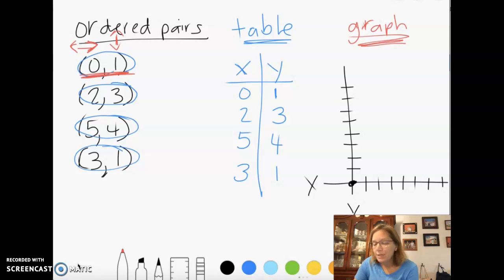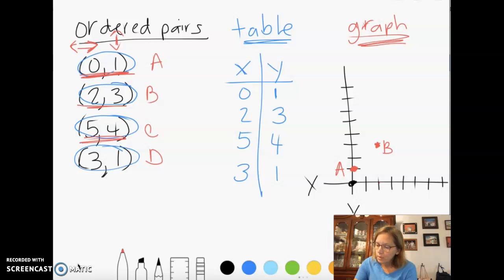So 0 means I don't move left or right at all. I just stay at 0. And then I move up 1, and that's my first point. And I'm going to label these so I don't have to write the coordinates down. I can just write the letter next to each one, okay? The next one is 2, 3. So 2 means I move to the right 2, 1, 2, and then I move up 3, 1, 2, 3. And 2, 3 is right there.